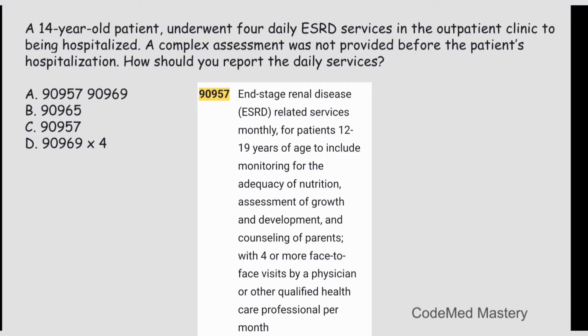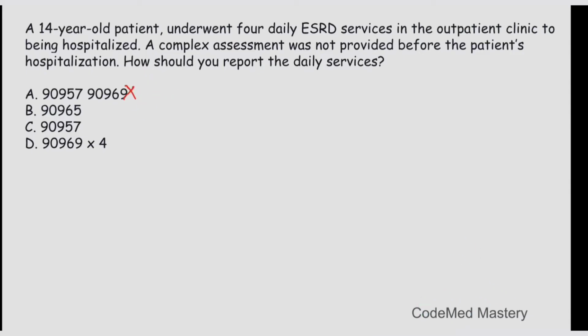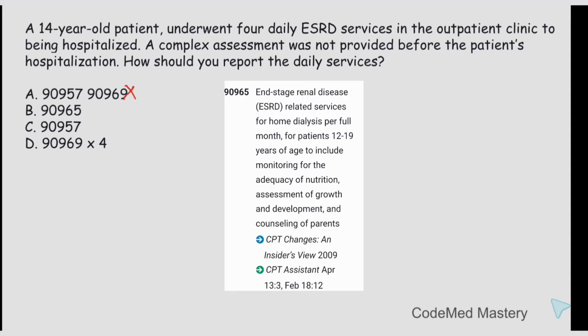90957 is for ESRD related services monthly for patients 12 to 19 years of age, 4 or more face-to-face visits. But in the question they have mentioned underwent 4 daily ESRD services. So we cannot code for 90957 which is for ESRD related services monthly. So we'll eliminate option A. Coming to option B 90965. 90965 is for ESRD related services for home dialysis patients 12 to 19 years of age. It is for home dialysis, but in our question there is ESRD services in the outpatient clinic. So we cannot code for home services.